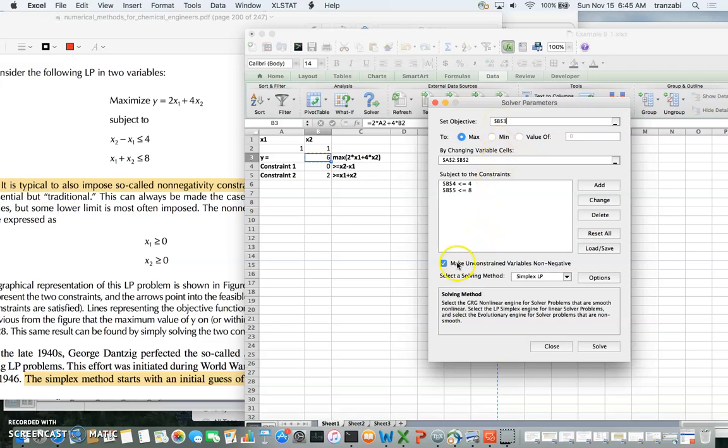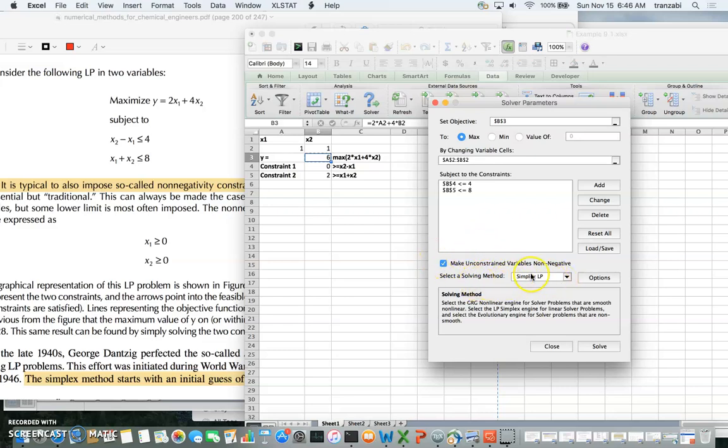Okay. Then here it says make unconstrained variables non-negative. So this is the non-negativity constraints that are always implied. We don't actually implement them here. We just check this box saying that yes, my variables are all non-negative. If you don't do that, that's a problem. Then you're not going to consider these two in a spreadsheet. Okay, so make sure you check that.